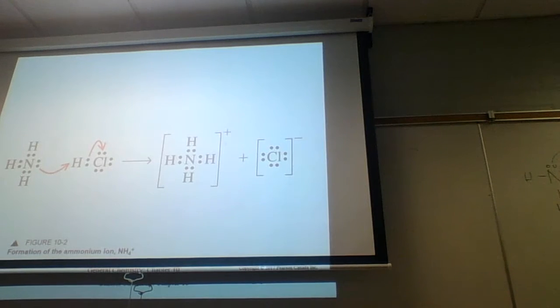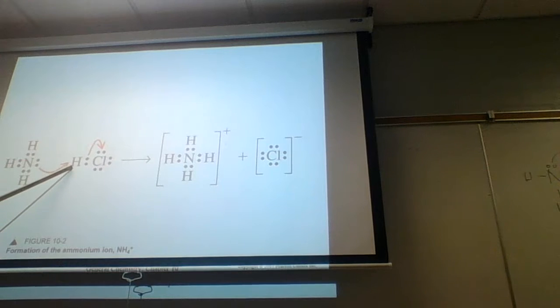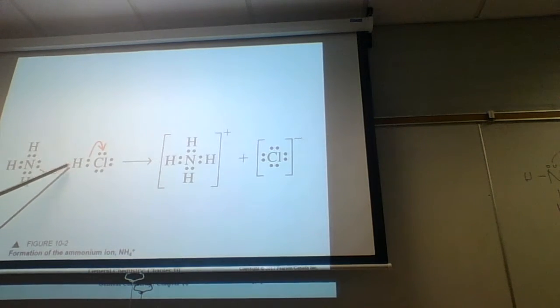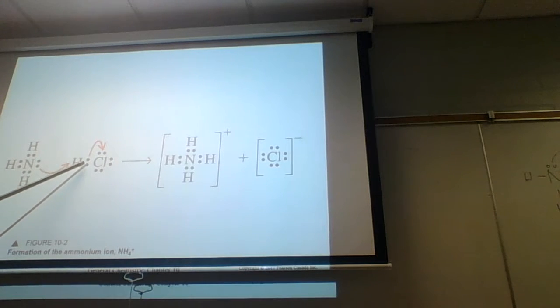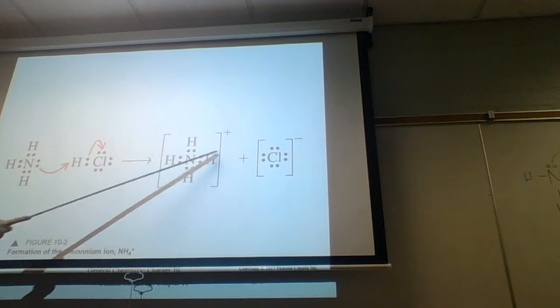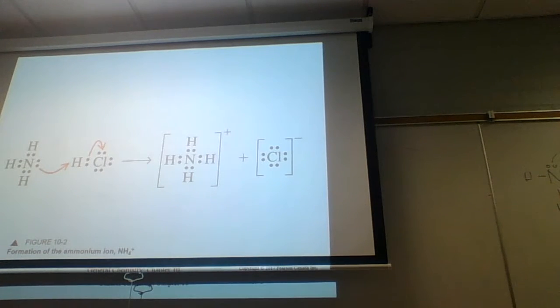Here's another example of a coordinate covalent bond. Here's ammonia, but in this case it's taking the hydrogen off HCl, not H plus. So here I can take that, leave these electrons behind here, so we form ammonium chloride. We don't need any water for this particular reaction. It's a coordinate covalent bond.